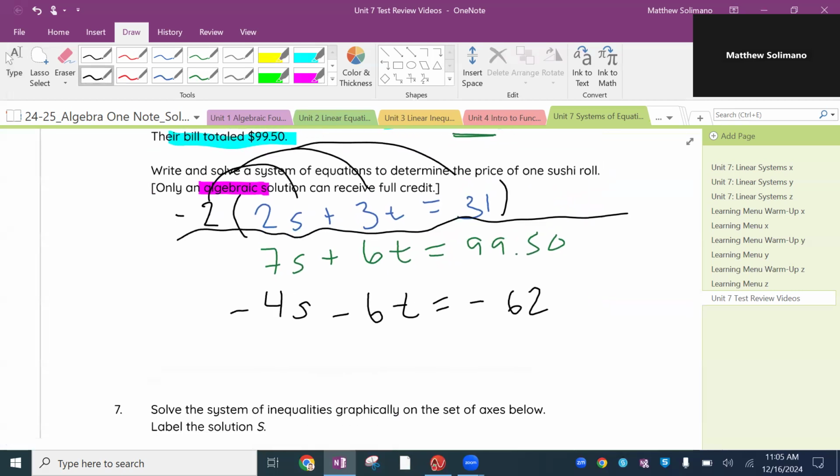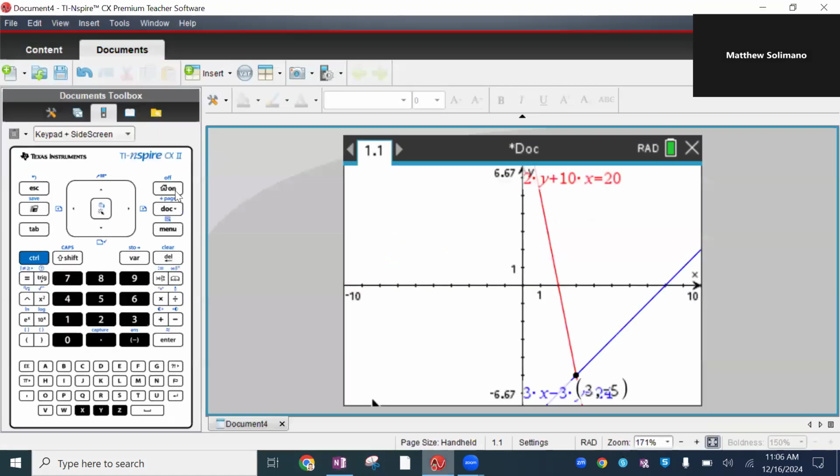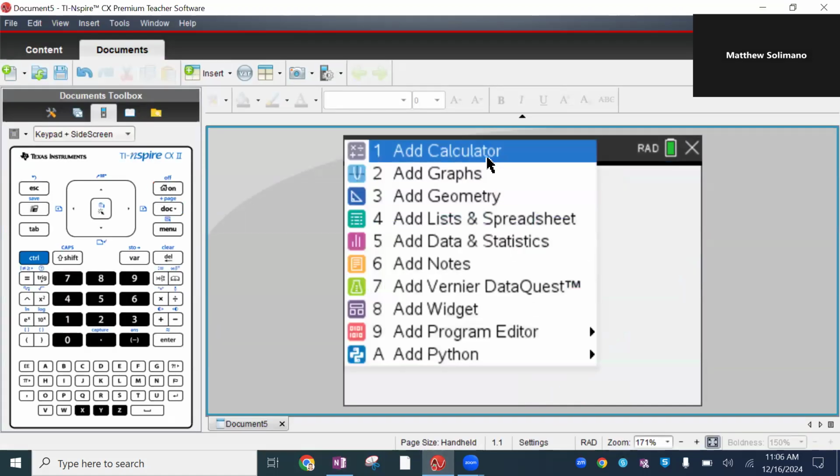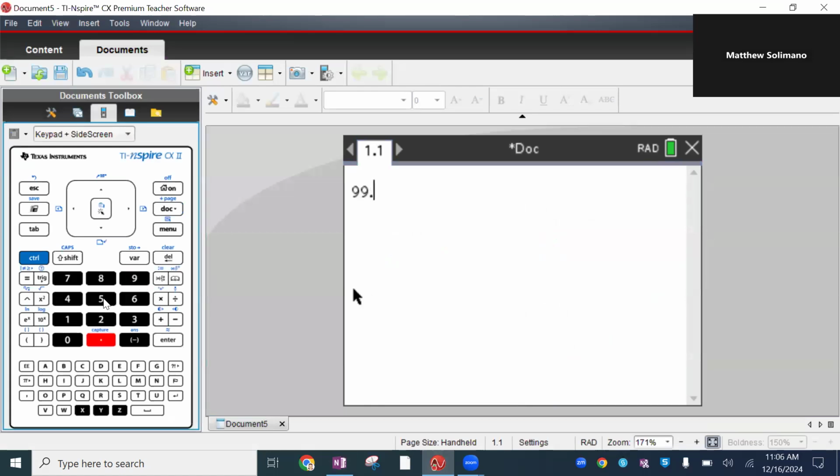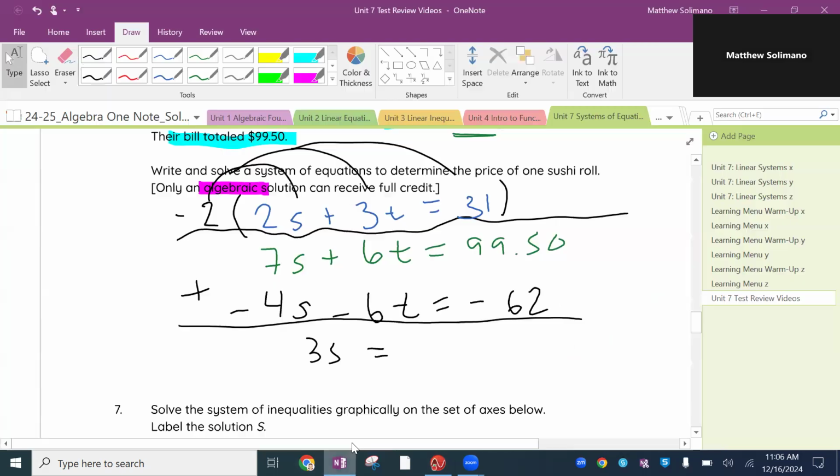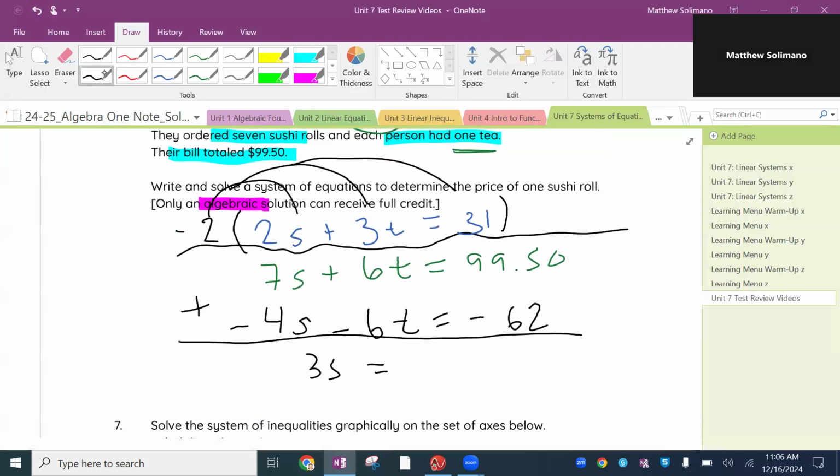Let me just draw a little line here. So now I have that green equation and my new black equation. I'm just going to add them together. And the t's are going to cancel out here. So 7s minus 4s is 3s equals 6t minus 6t. That cancels out. 99.50 minus 62. I'm going to use my calculator. 99.50 minus, it was 62. 37.50. So 37.50.